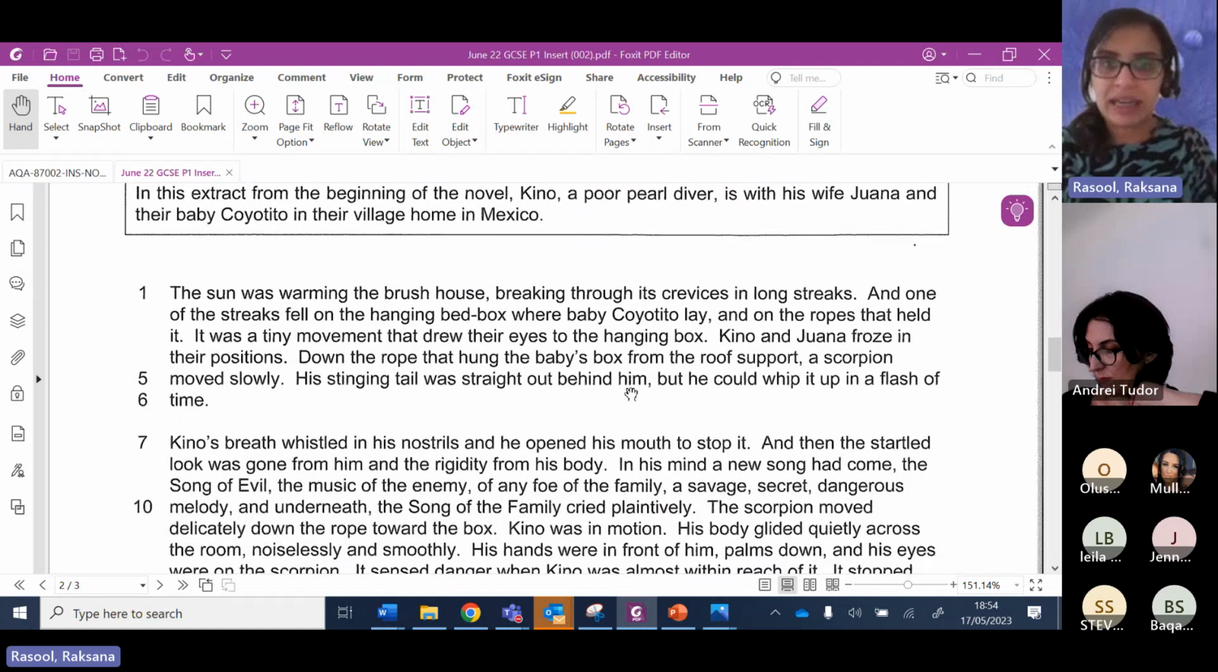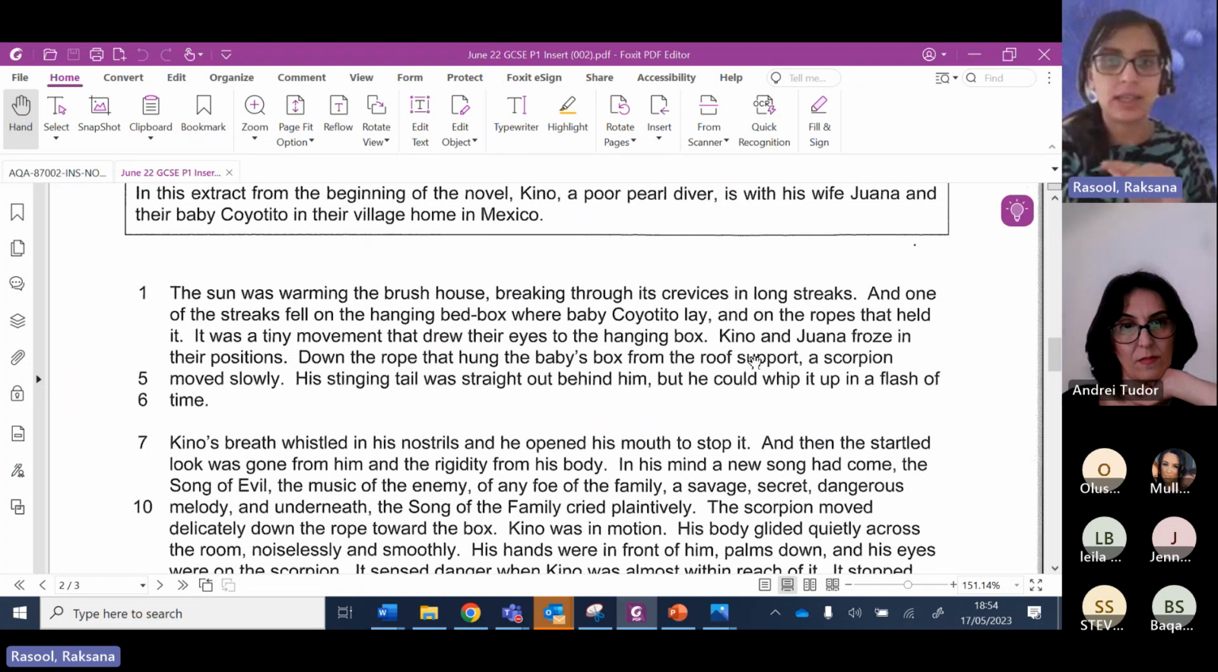It starts off in the beginning with the house. The sun is on the outside, but if you look here, and I think it was Sophie who mentioned this, the sun is coming inside the house in long streaks. So the outside is brought inside through the use of the sun. And the sun is coming in long streaks that fall on the hanging bed box where the baby lies.